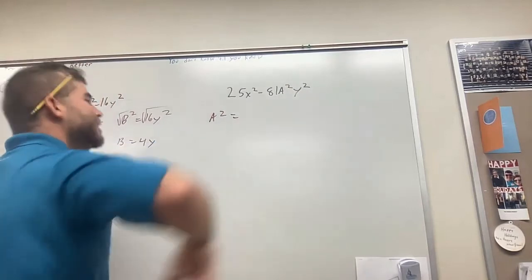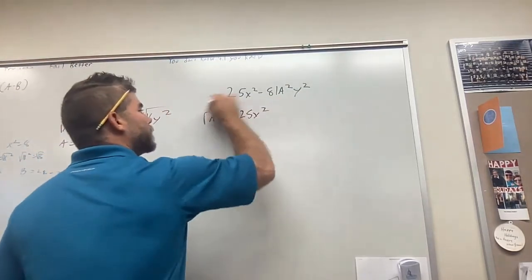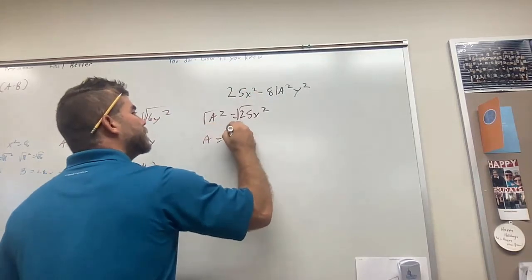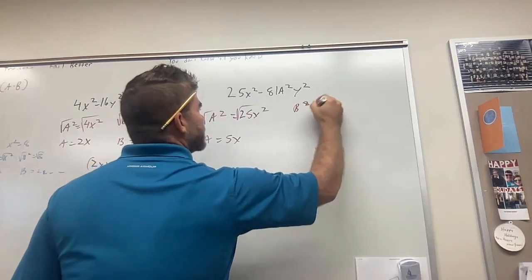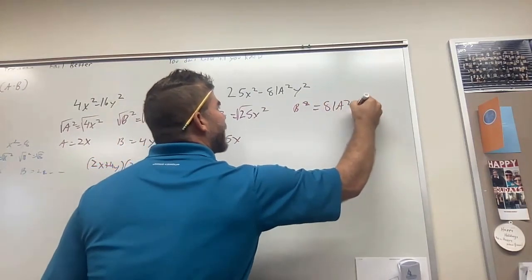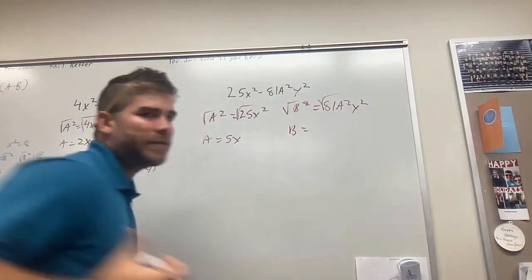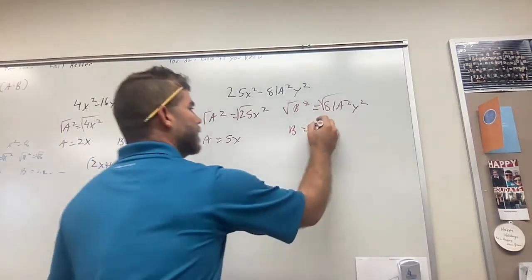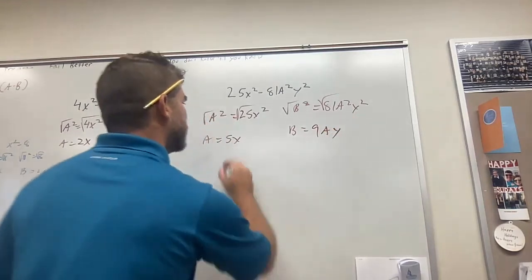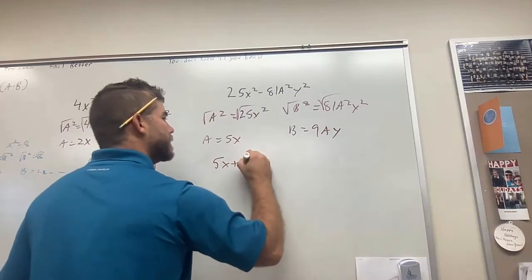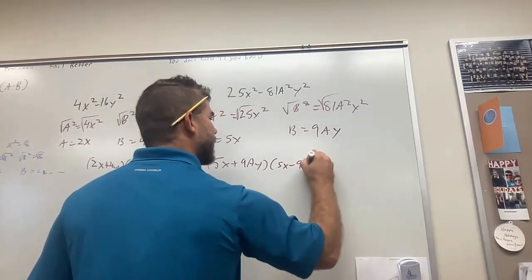Like there's different. Anyways. All right, a squared equals 25x squared. All right, same idea. Square root both sides. A equals 5x. Now the b squared is even more complicated because it has two variables, a squared and y squared with the 81. I square root both sides, and I just take the square root of each individual piece. The square root of 81 is 9. The square root of a squared is a, and the square root of y squared is y. So it's 5x plus 9ay, 5x minus 9ay.